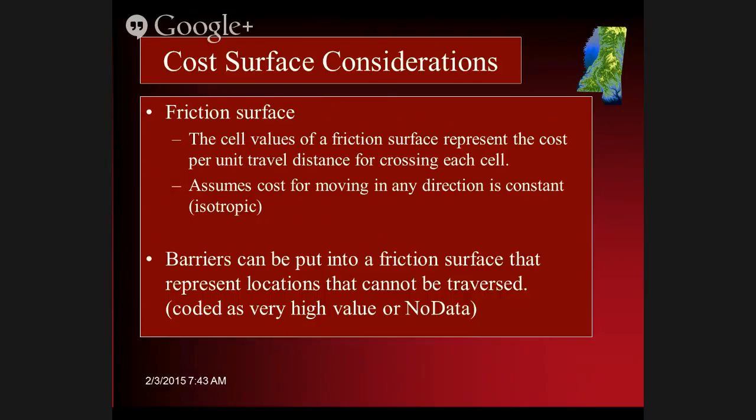So we can put barriers into a friction surface that represent locations that cannot be traversed. We can either code them as very high values if it's very unlikely that somebody would travel or something would travel through a particular cell, we can give it a very high value. Or if it's impossible, we can simply give it a value of no data, and that will work as a barrier, a way that would be impossible for it to be considered as a way to get from one point to another.